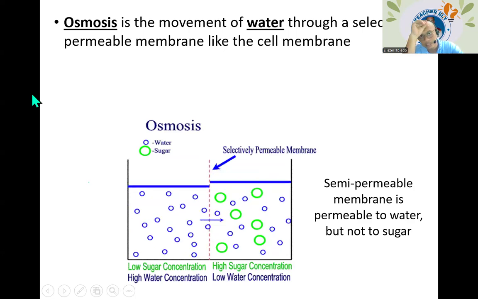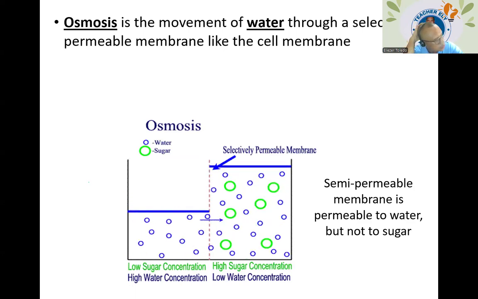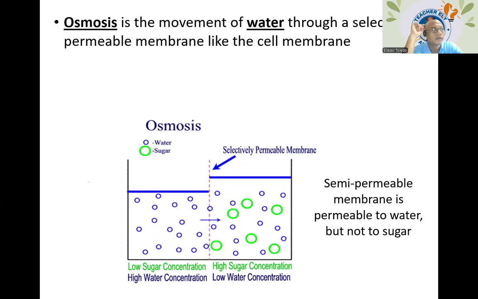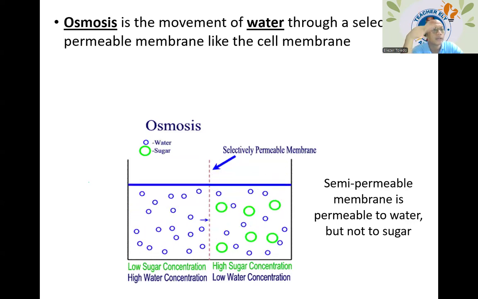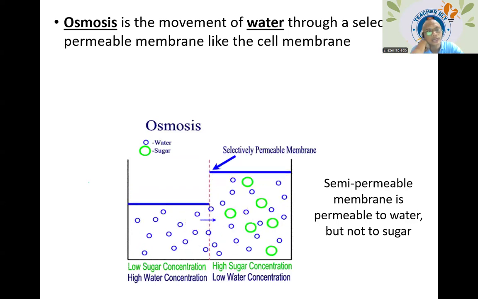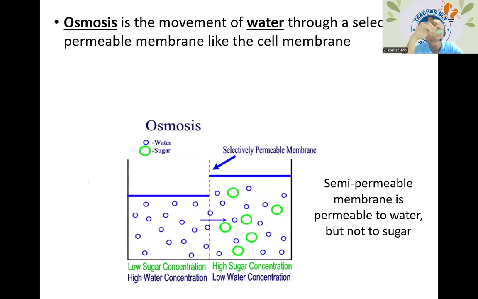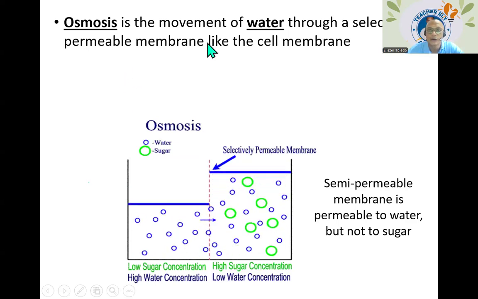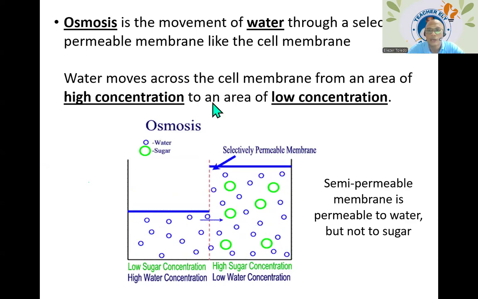Now, this is different because this is osmosis. Remember that for diffusion, there is no permeable membrane, or a selective permeable membrane, unlike osmosis. Now, let's read first: it is the movement of water through a selective permeable membrane. What kind of movement is that? Now this is a different type of movement.